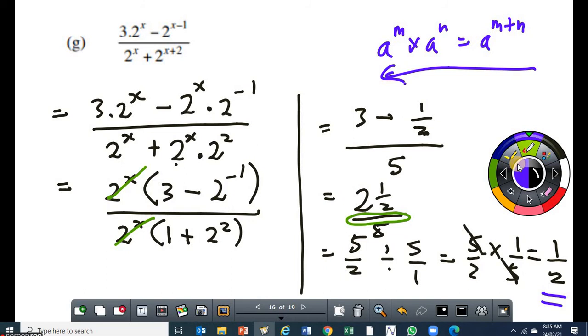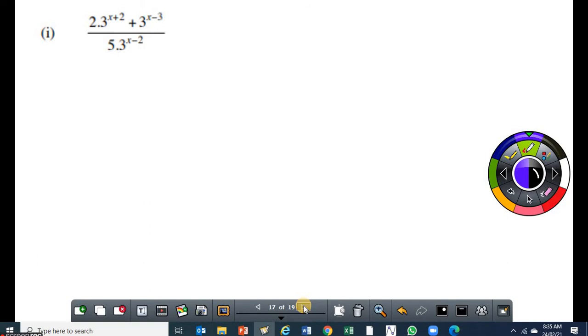Okay. Now we move on to the next one. Right. The next one is actually like the one that I just did. The concept is the same. The denominator is one exponential term. The numerator, there are 2 exponential terms there. So we have to use our knowledge of factorization and draw 1 in the numerator.